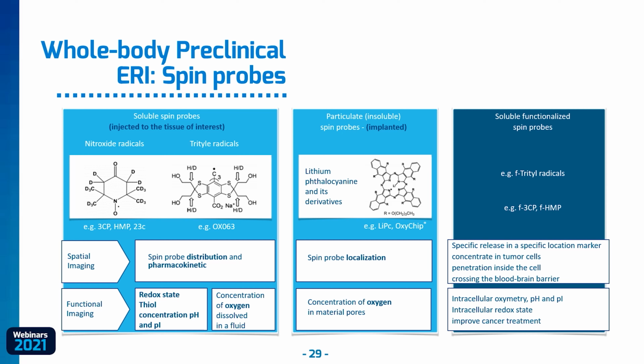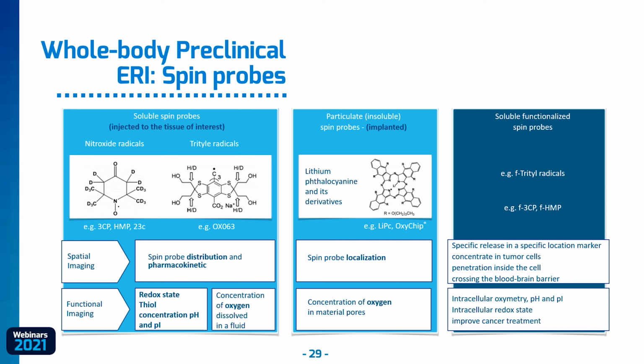The in vivo ERI requires administration of paramagnetic substances called spin probes into the animal body. There are 2 types of spin probes: soluble and insoluble. Particles of the spin probes are usually implanted into different parts of the body, which allows for local measurement of the EPR signal. The main paramagnetic substance used for this purpose is LiPc.